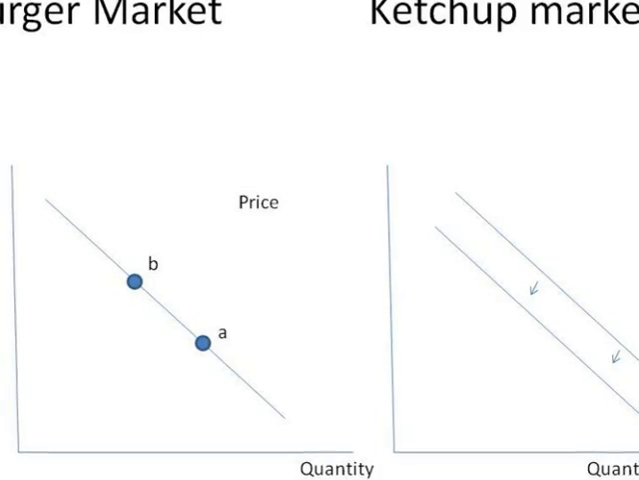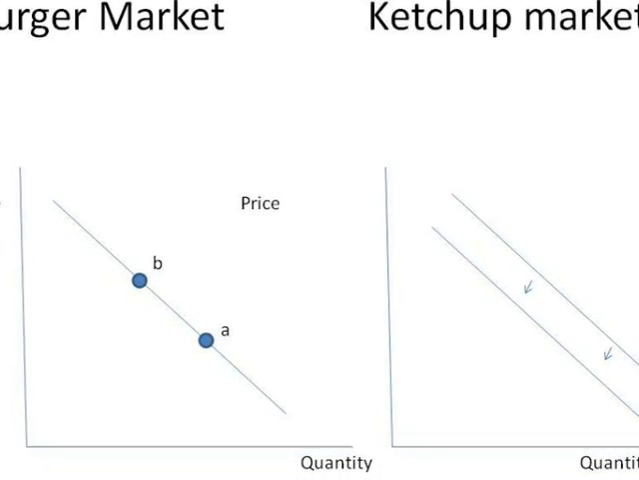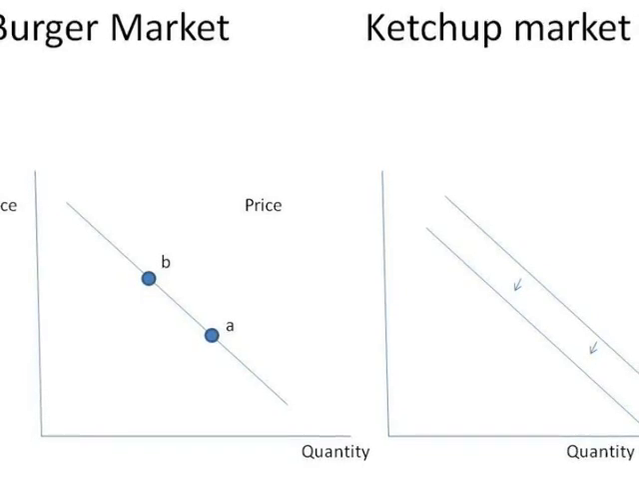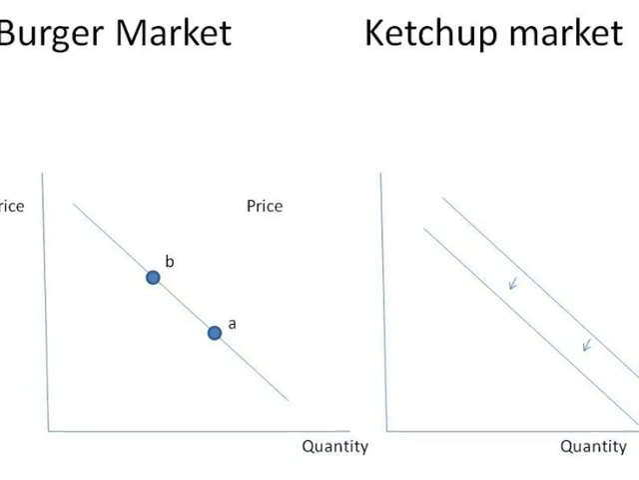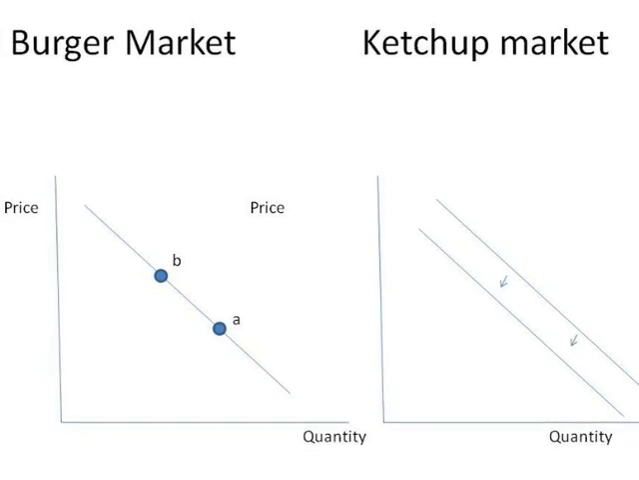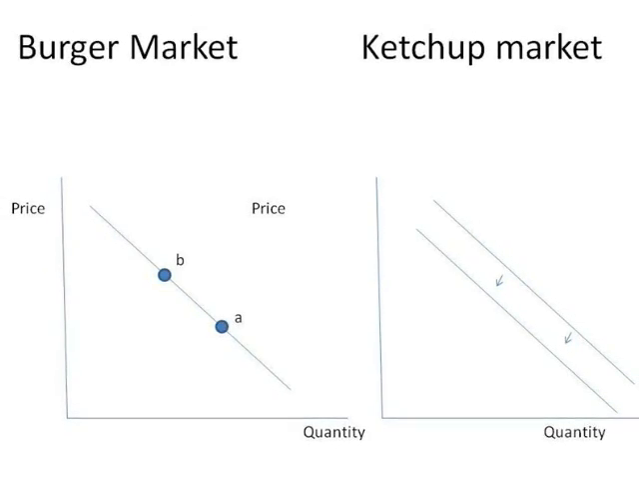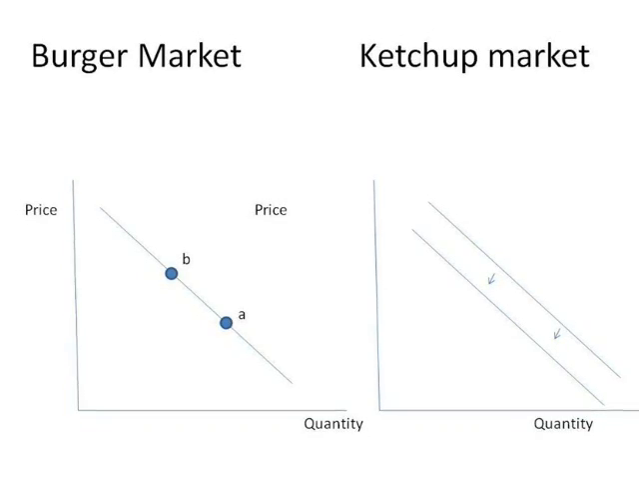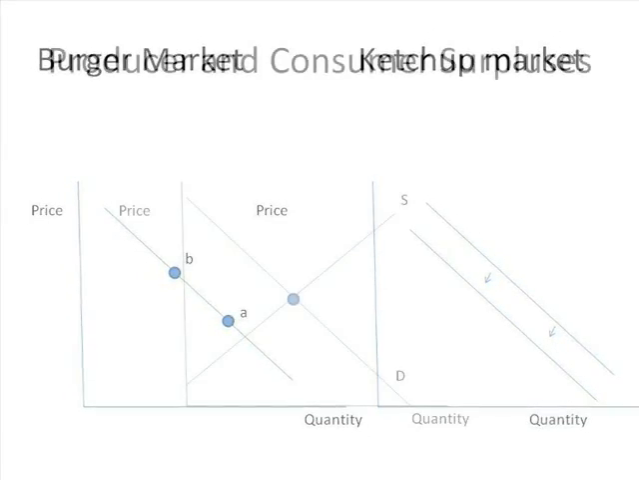So the graphs that you drew should have looked something like this. Point to A. Look that when you go to B, your price went up, quantity demanded went down. Not change in demand, quantity demanded went down. But if you look at the ketchup market, it's a complement. When the price went up, the demand actually shifted for ketchup to the left.